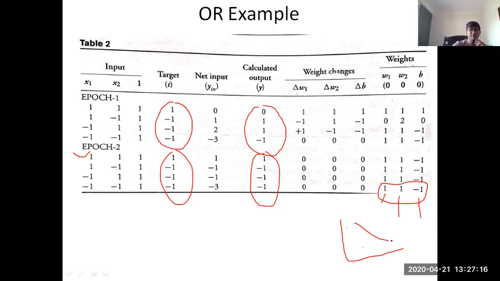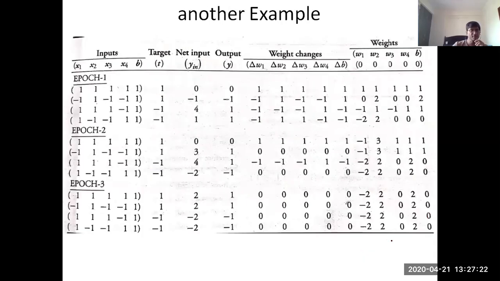So I hope we would be able to develop small networks like this. This is another example where, in the previous examples, we had only two inputs. We can have any number of inputs. Over here, we have four inputs: x1, x2, x3, x4. Again, the inputs are bipolar, and there is your bias value.